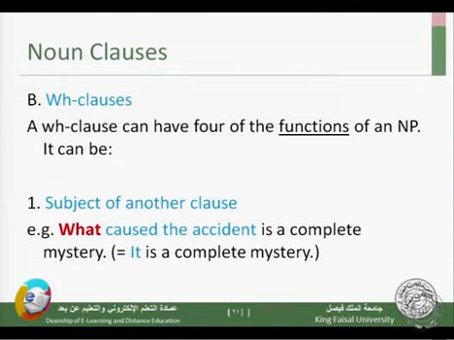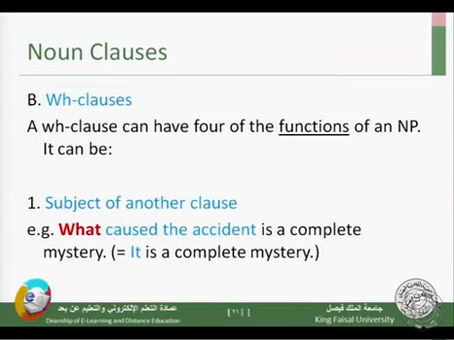We can remove it and replace it with a pronoun like it. So it is a complete mystery. It and what caused the accident are both subjects. So what caused the accident is a complete mystery. What caused the accident is a subject, and it is a complete mystery.